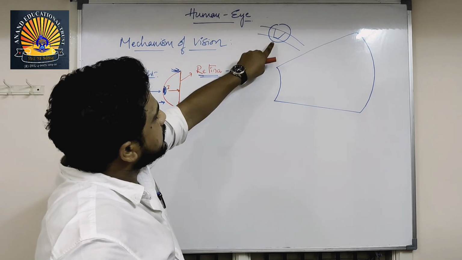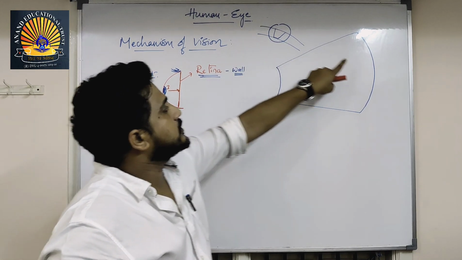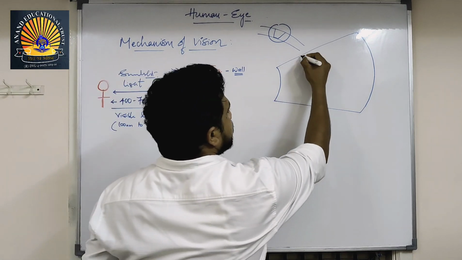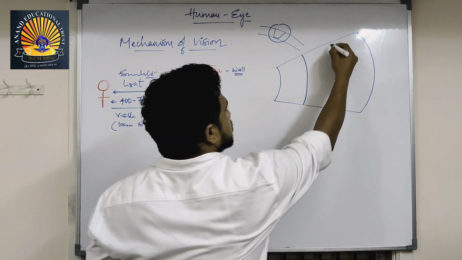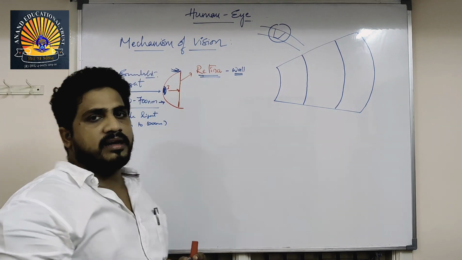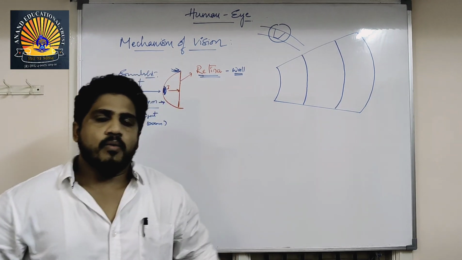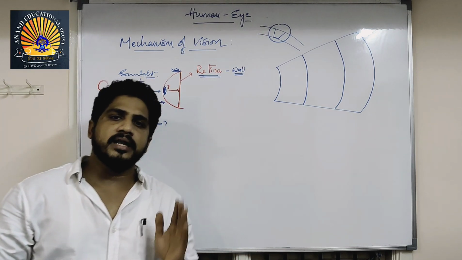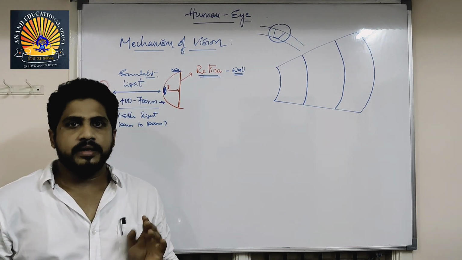So this is the innermost part of the retina wall. This is the outermost part of the retina wall. It is composed of 3 layers. Don't think that I am again exploring the wall of the eye. The wall of the eye has 3 layers: outer sclera, middle choroid, inner retina.